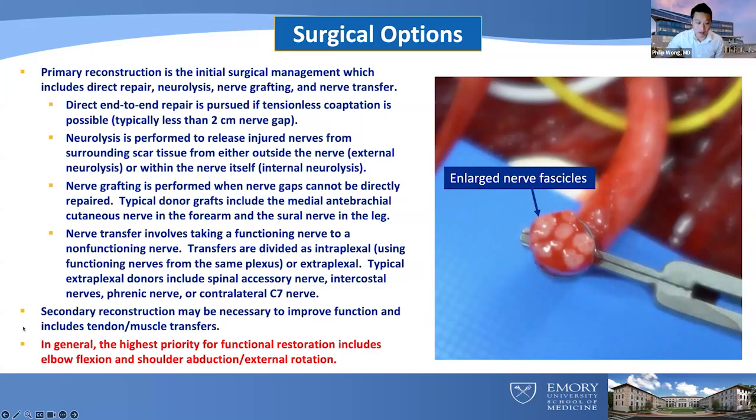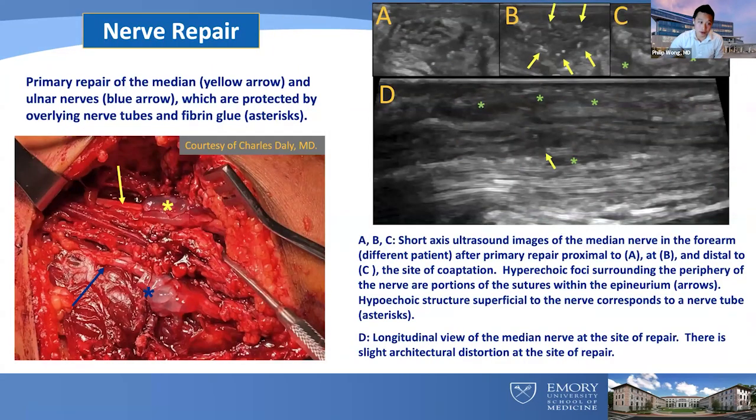I think what's really important is knowing that the highest priority for functional restoration includes elbow flexion and shoulder abduction and external rotation. I really like this picture of the nerve that's cut on end here, and you can see these enlarged nerve fascicles. You can see that on MRI as well, which I showed you. It's really nice to look at this picture and get a grasp of what you should be expecting on the MRI and even the ultrasound.